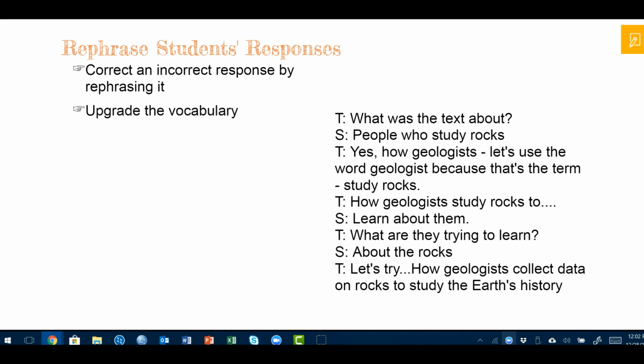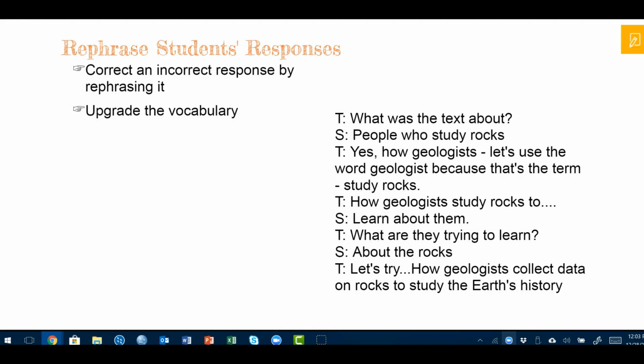Let's use the word geologist because that's the term. That kind of talk is helpful for everyone. It's also going to be very helpful for English language learners because I've said we're going to use this fancy word geologist, and now we have somewhat of a definition on the table for what a geologist is. Okay, and so now the teacher says, so, all right, how geologists study rocks to do what?